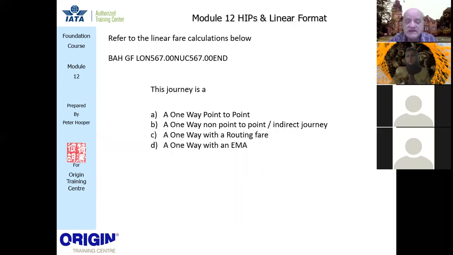Right, have a look at this linear format. Linear just means a line. Bahrain GF London 567.00, NUC 567.00 end. This journey is A. What is it? A, B, C, or D?